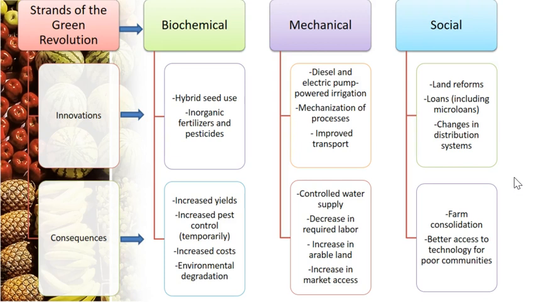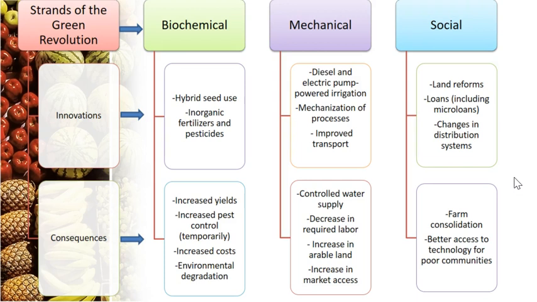Also the ability to get water onto your crops. So diesel and electric pump powered irrigation, that changed everything, but it also increased the amount of water that we use. So while we now have an ability to control our water, we use way too much of it. We have a decrease in labor, we have an increase in arable land, and we have an increase in market access because of these. Now, this last strand is the social strand. There were a lot of land reforms that went into this. How are you using the land? What are you doing with that?